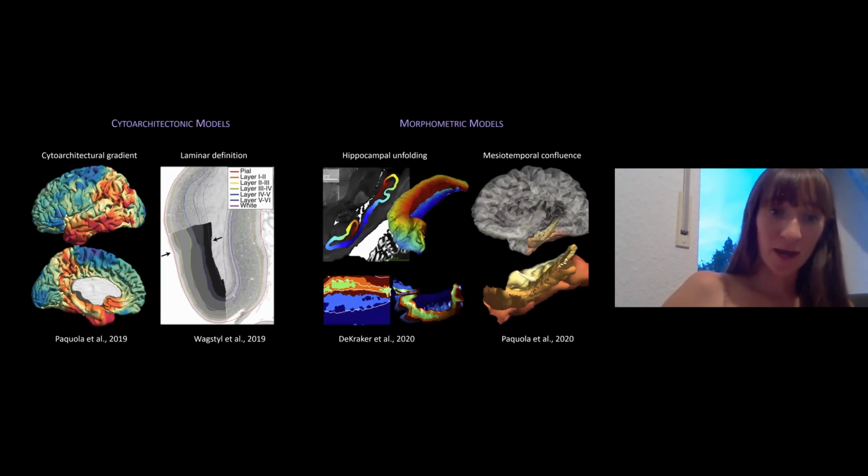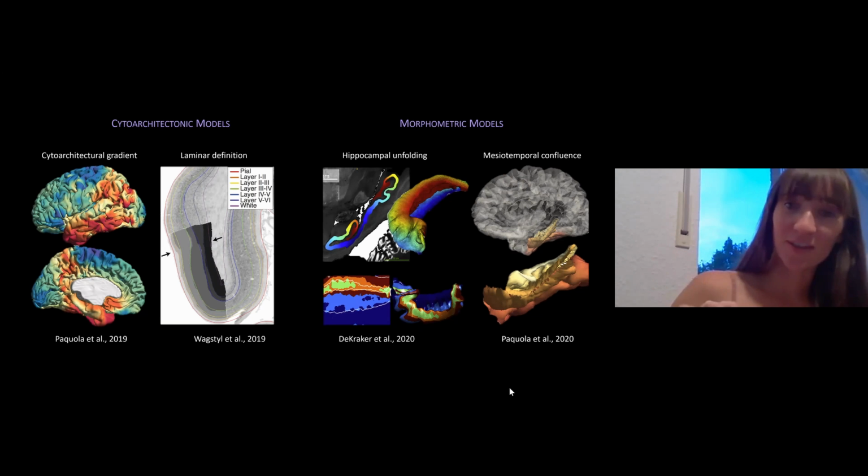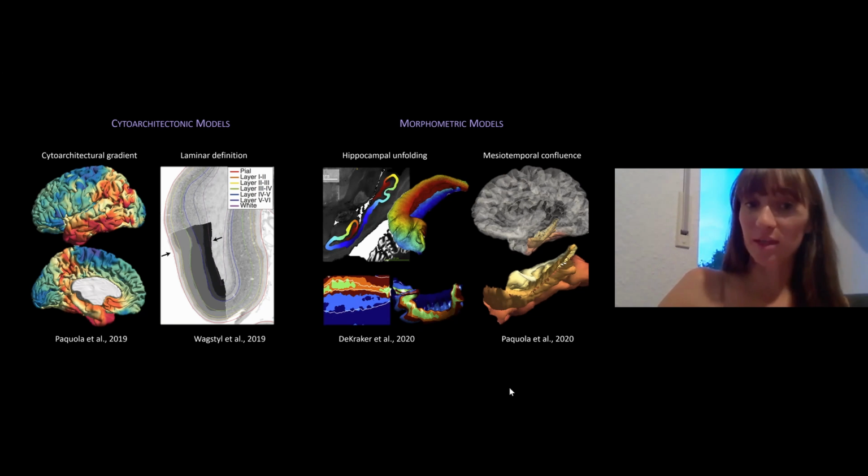And then we also have contained in BigBrain Warp these cytoarchitectonic models, such as the cytoarchitectural gradients I showed before. We're also incorporating these laminar definitions that Conrad Wagstill has made, as well as morphometric models, such as the hippocampus I showed before, and then the mesotemporal confluence, which is the conjunction of the isocortex with the hippocampus.